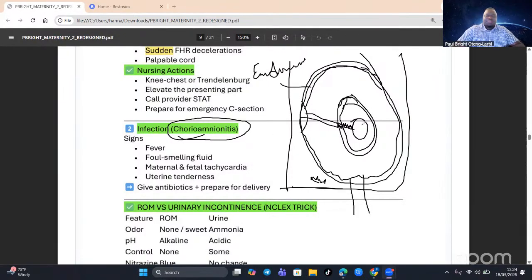So when that happens, there is fever, definitely. Foul smelling amniotic fluid, maternal and fetal tachycardia. When you see tachycardia and infection, what does it mean?